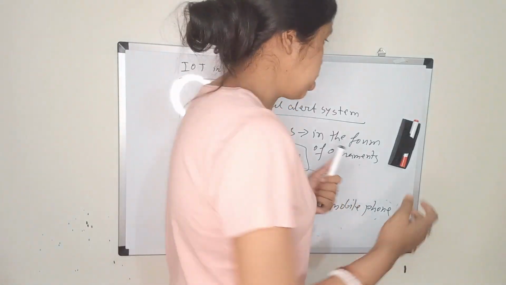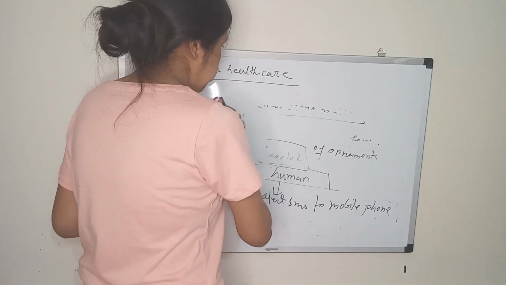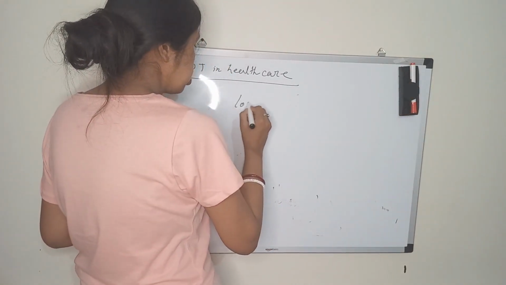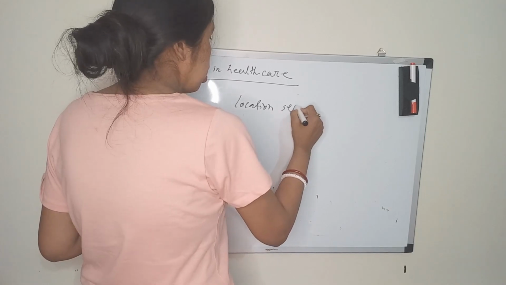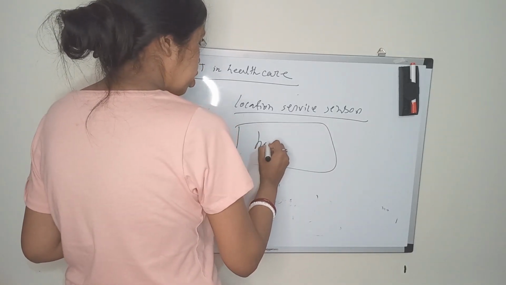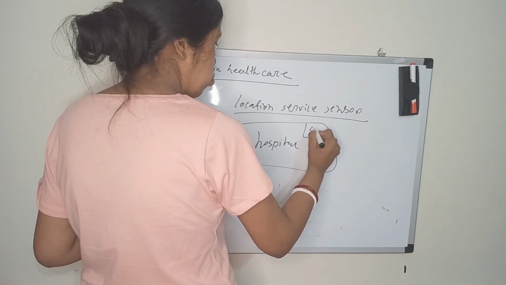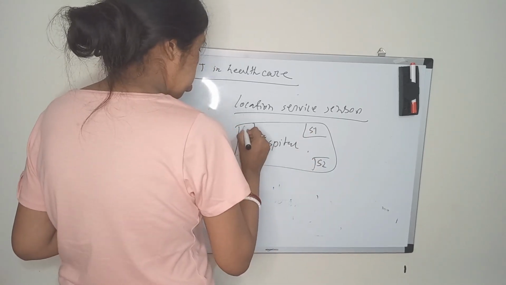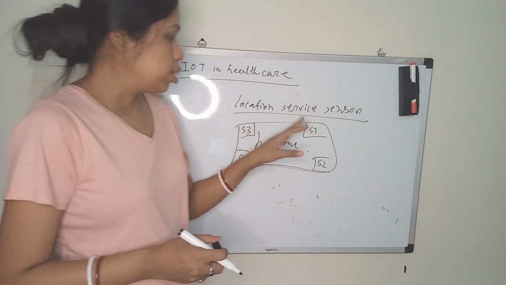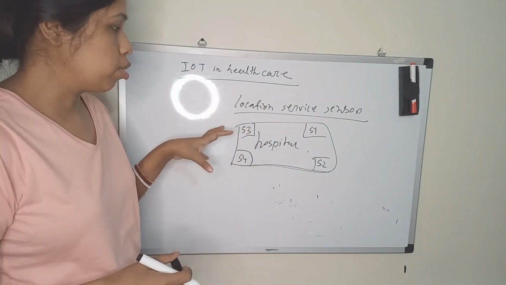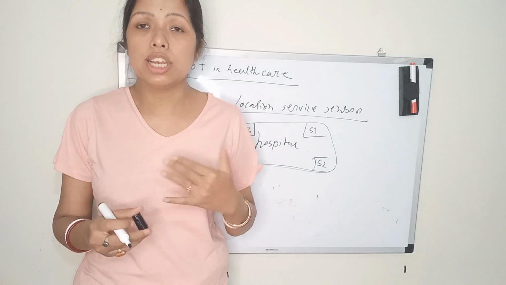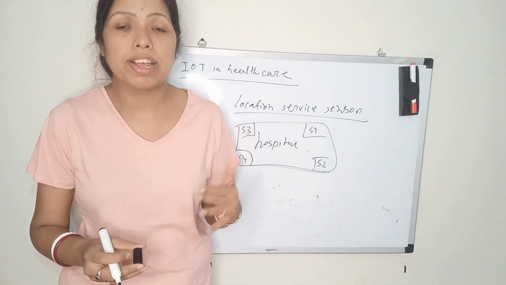Last is the location service sensor. This topic I have already discussed. That means it is also used in the hospital in different locations: sensor 1, sensor 2, sensor 3, sensor 4, like this. These sensors can detect different items available in our hospital, suppose hospital beds, oxygen pumps, oxygen cylinders, and different kinds of equipment.